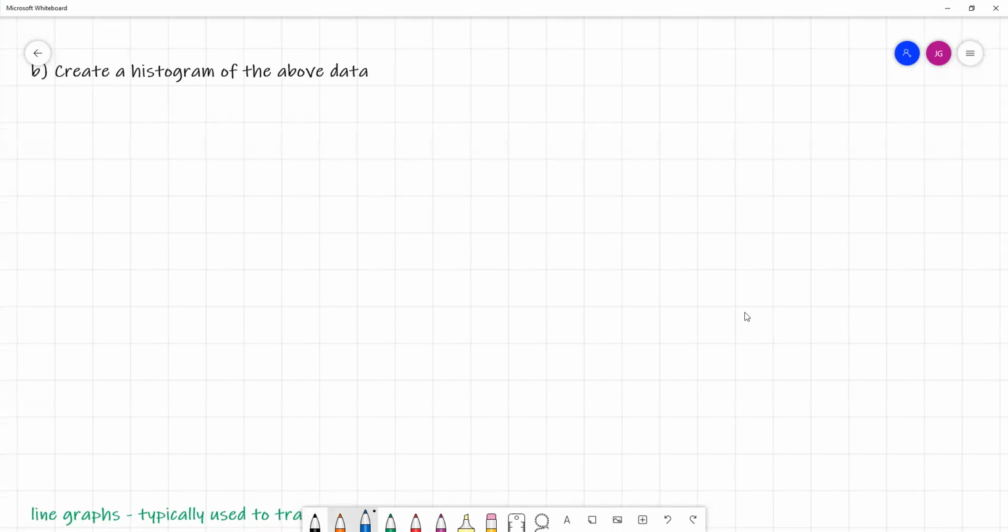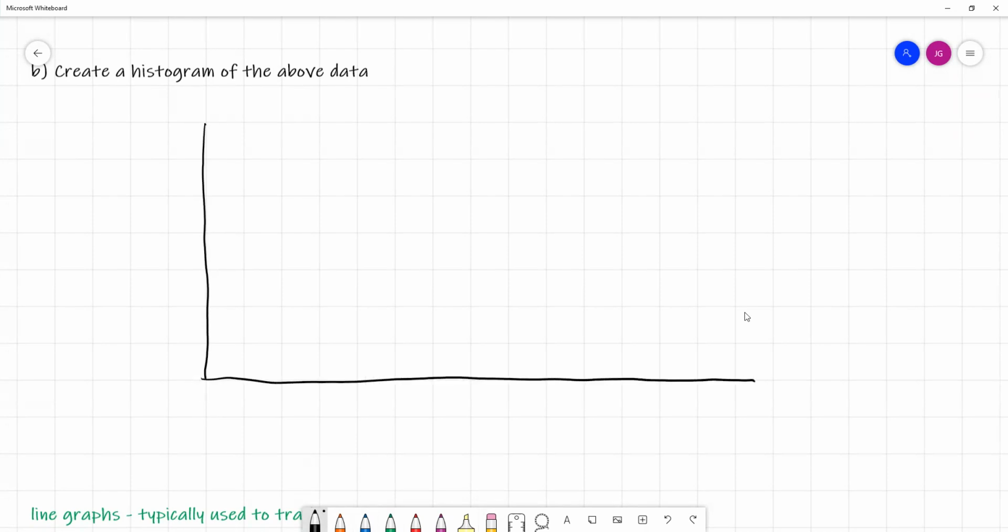Okay, and so it's the same idea. I'm going to have a vertical axis, and I'm going to have a horizontal axis as well. Then my title, I can just say weights of LOTADs captured on route 102. Okay, so there's my title.